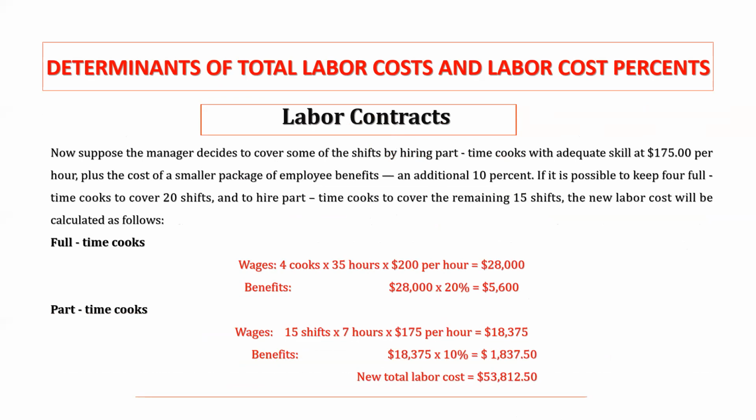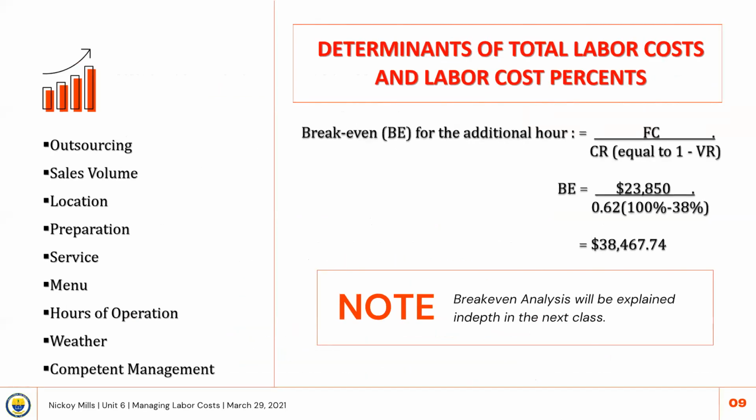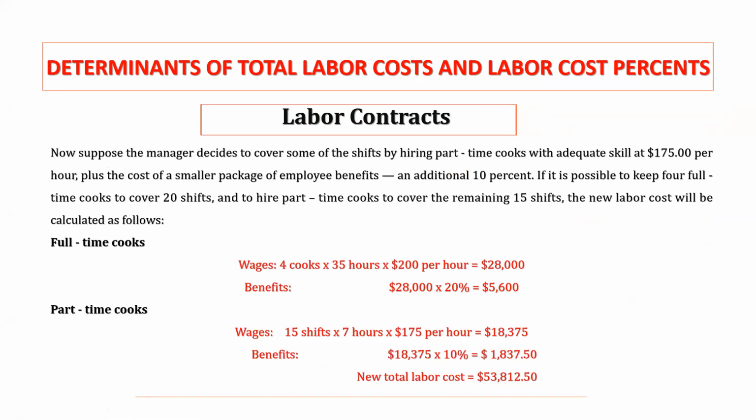So it is possible for the manager of Island Grill to reduce the labor cost from $58,800 to $53,812, or 8.5%, by reducing the number of full-time cooks from 7 to 4 and hiring part-time cooks at lower hourly wages to cover the 105 hours previously covered by full-time cooks. So that it is more beneficial to the company.